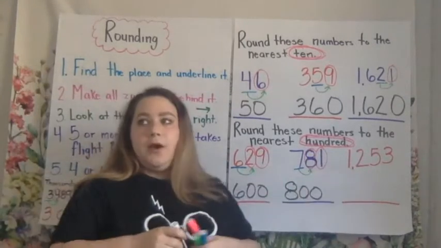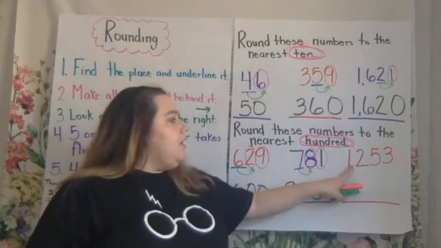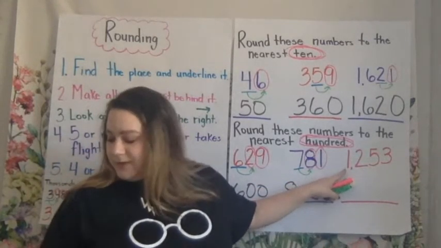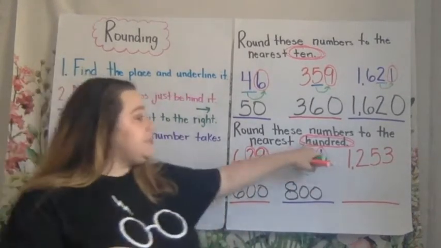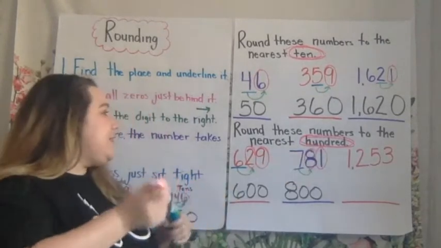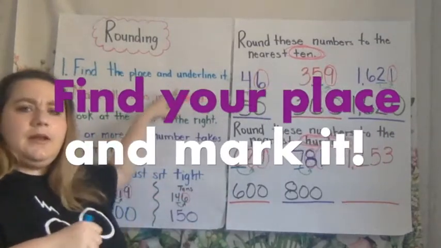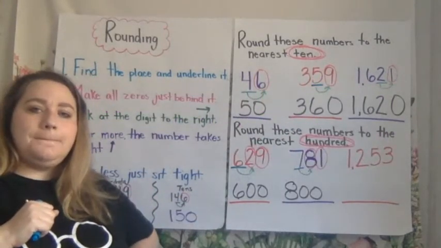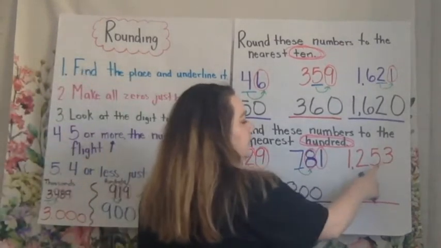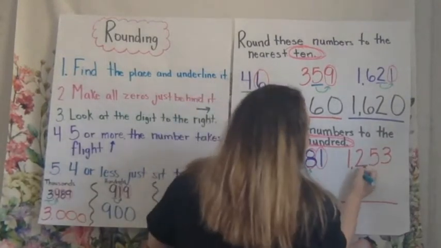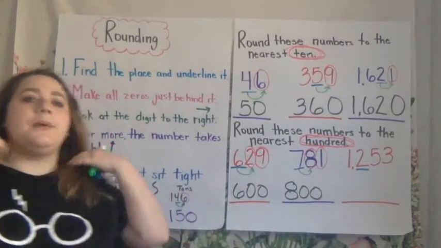All right, and last one, oh goodness. This one has another number in the thousands place. But that's okay because we're still just counting to the hundreds when I read my question. So, round these numbers to the nearest 100. I'm going to find my place and mark it. What number should I mark? I should be marking the 2 because ones, tens, hundreds. I'm marking that 2. Now what's my next step?